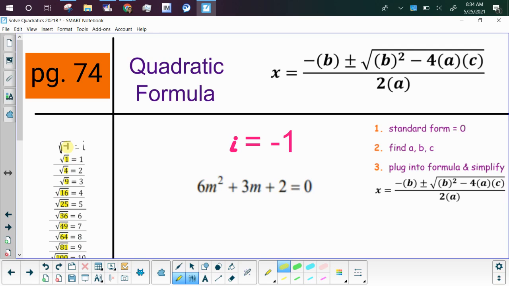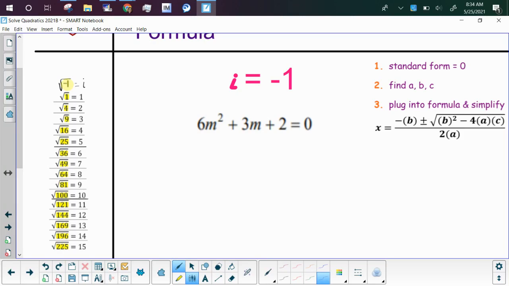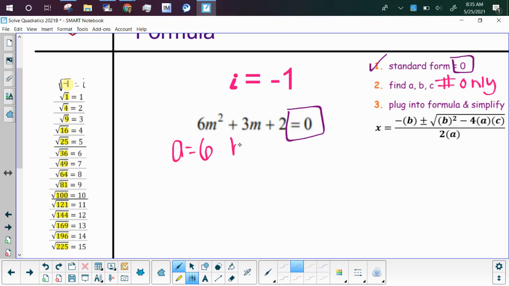Okay, let's start working the steps. So step 1 is to make sure it's in standard form, equal to 0. And if you see, we've got ours equal to 0 right now. So we are done with step 1. Step 2 is to find the a, b, and c. So remember, a, b, and c are numbers only. So I've got a is 6, b is 3, and c is 2.